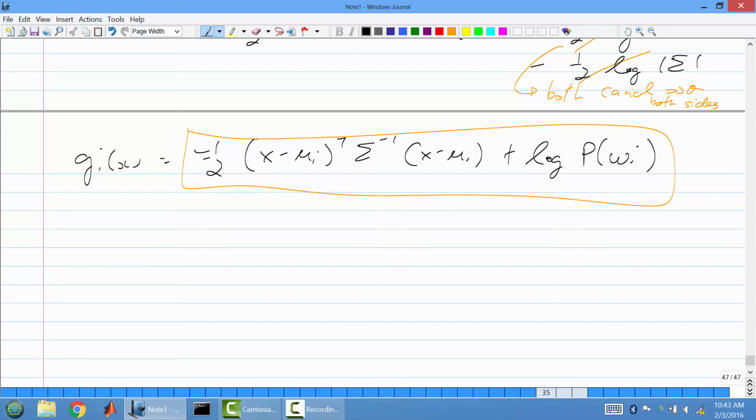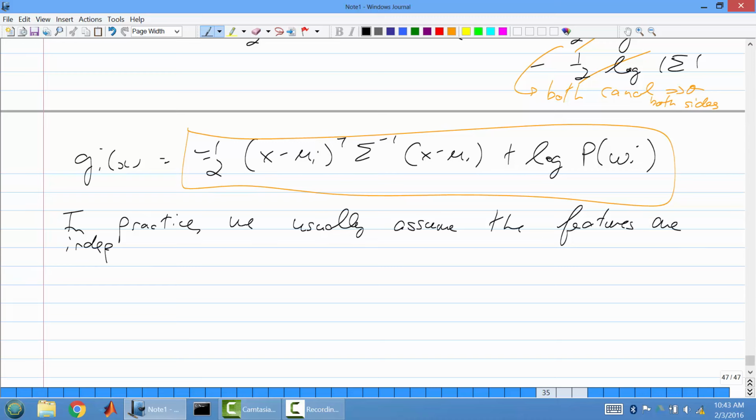Okay, so in practice, we usually assume the features are independent. Okay? If the features are independent, what this means is, oh yeah, we can also assume they have the same variance. Why is that?